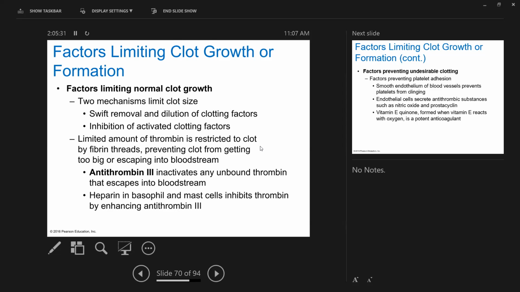So if we have thrombin floating through the system, anytime we encounter fibrinogen, we convert that to fibrin and we form a clot. So we don't want that. We want to have a clot right at the site. So that's what we do. Antithrombin 3 essentially is helped out by the basophil. Remember basophil? I said it releases heparin and histamine.